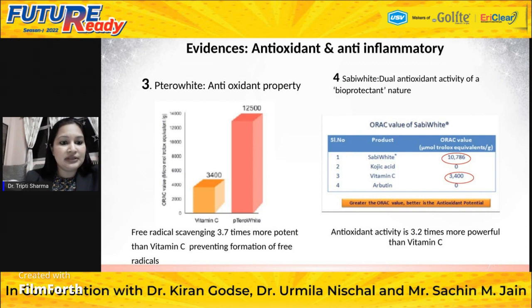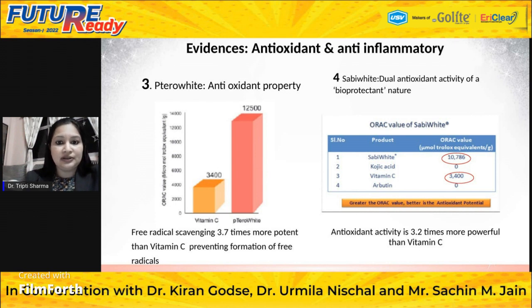Coming to the next evidence, as an antioxidant and anti-inflammatory, terowhite. Terowhite has antioxidant properties, and its free radical scavenging is 3.7 times more potent than vitamin C, and it prevents the formation of free radicals.